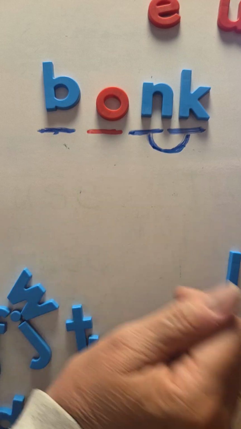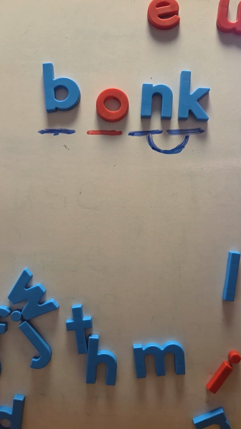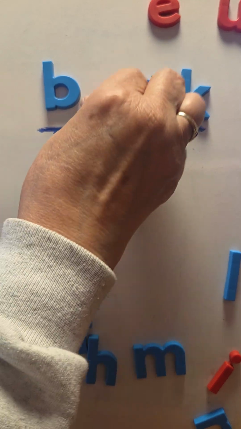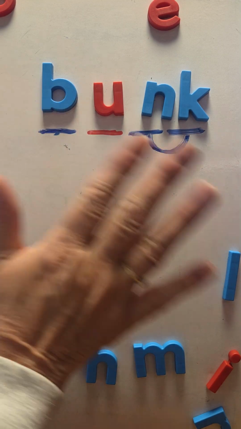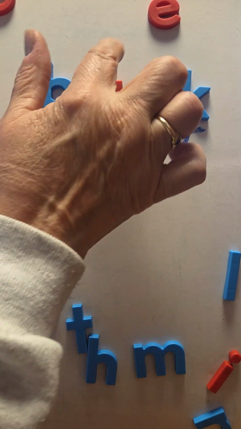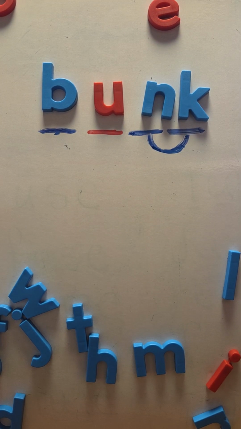Bunk. No, this is bonk. Now we're back to following the rules. This is bonk. This is bunk. Hey. Wow. So we can't assume this is a closed vowel sound. Not all the time. Just when we think we know everything. Ink. Let's try that U.